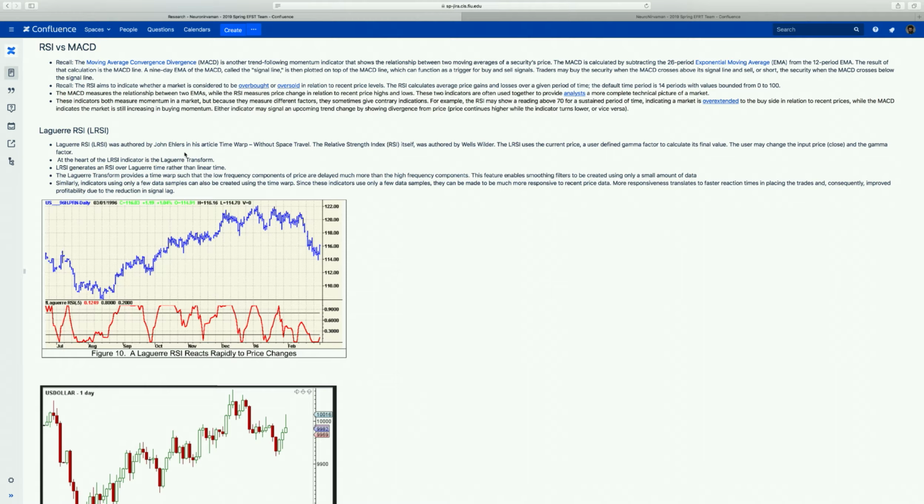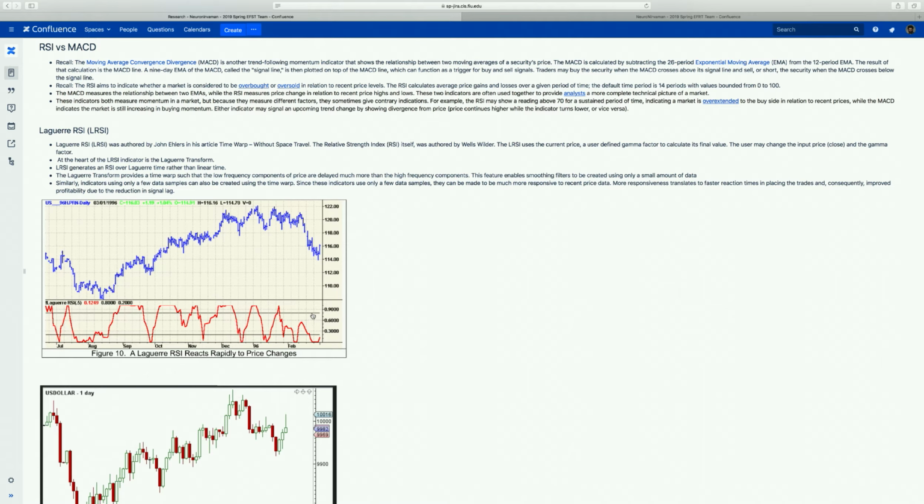Okay, so what is the Laguerre RSI? It relies on this concept of a Laguerre transform, and the Laguerre transform is just a time transform. So it transforms time so that the low frequency components of the price matter less than the high frequency components of the price. So you're able to smooth out the price fluctuations, and you need less data to do it as well. So it's some kind of time transform, which gives you some kind of advantage. The mathematics behind it are a little bit complicated, and I don't know all the details, but that's basically the idea.